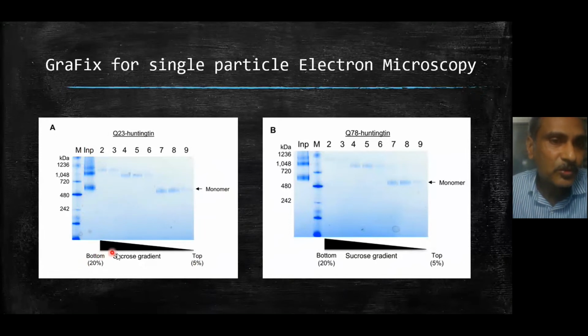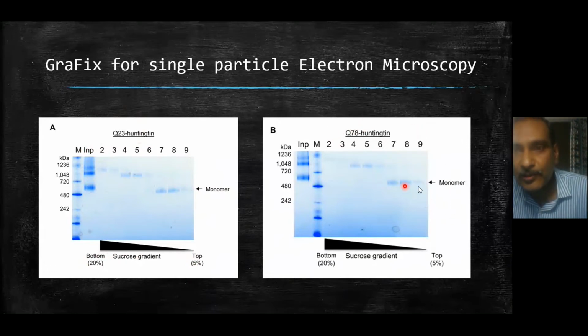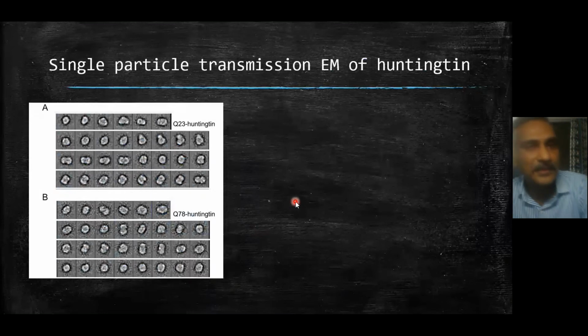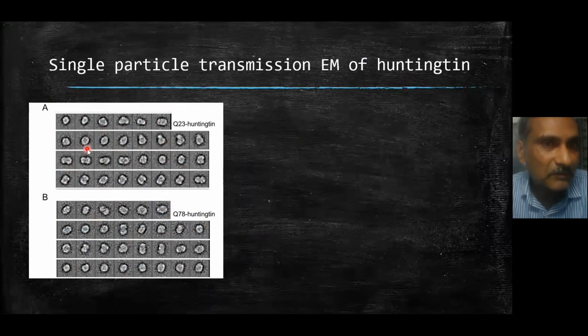So for that, we do a sucrose density gradient, and you can see that different oligomers come in different fractions, and fractions 7, 8, and 9 have the monomer. This is for wild type Huntingtin. We do the same thing with mutant Huntingtin, and again these are the monomeric fractions. These monomers are then subjected to electron microscopy. We do single particle transmission electron microscopy, and you can see these are the different structures captured, and they are not very similar.